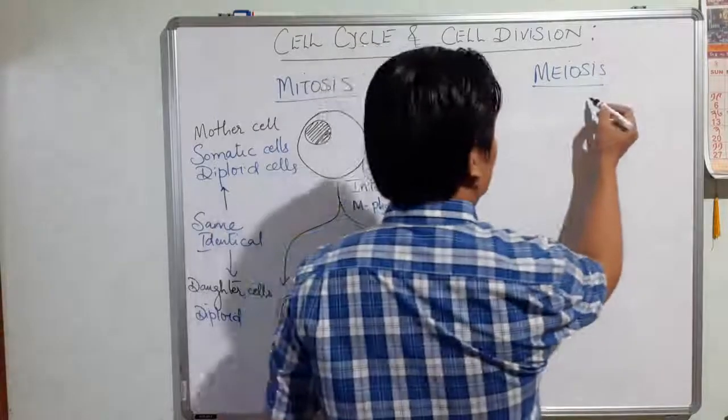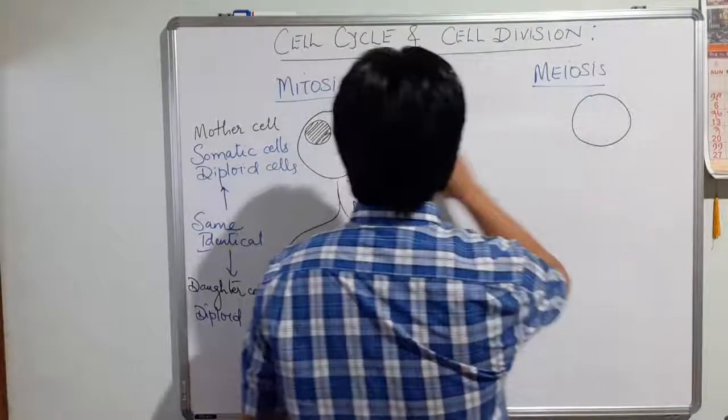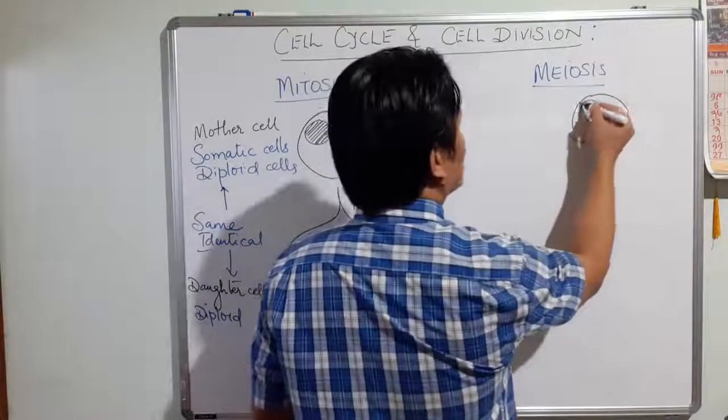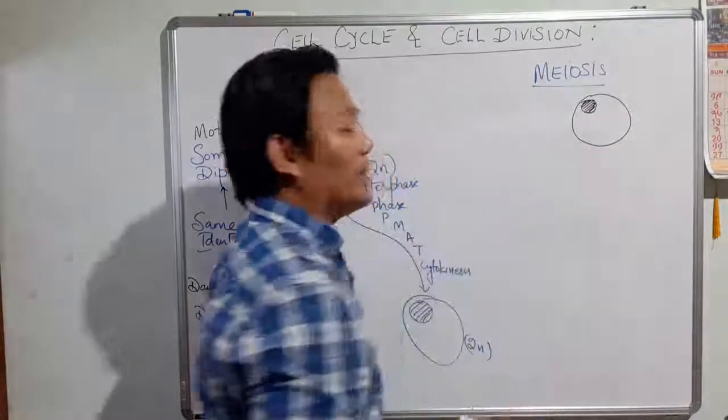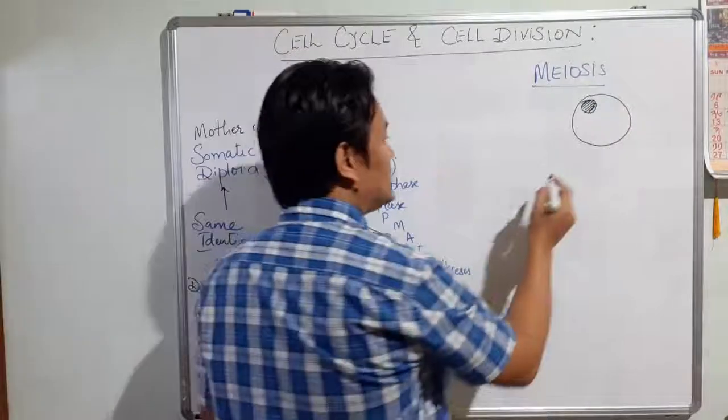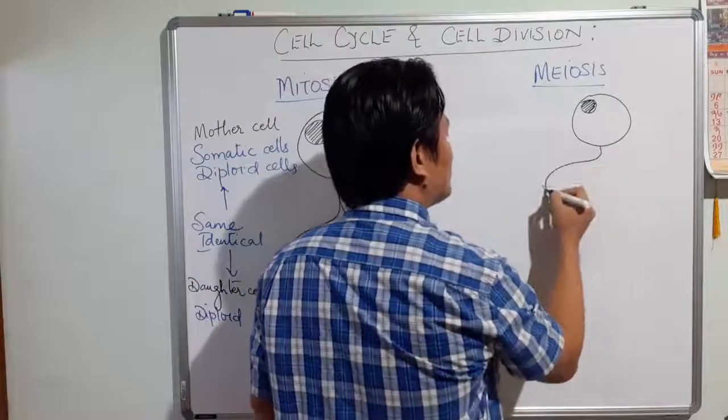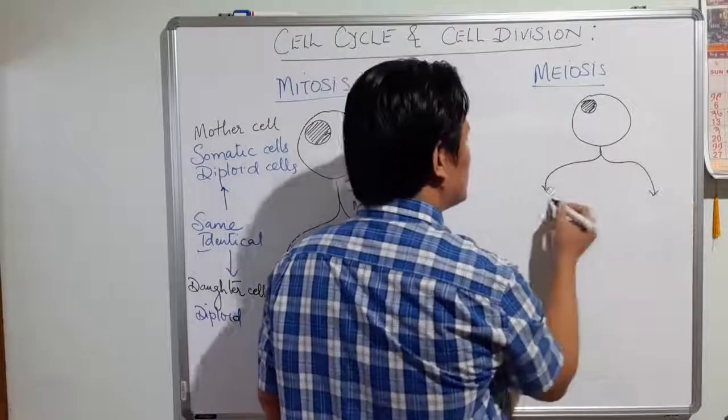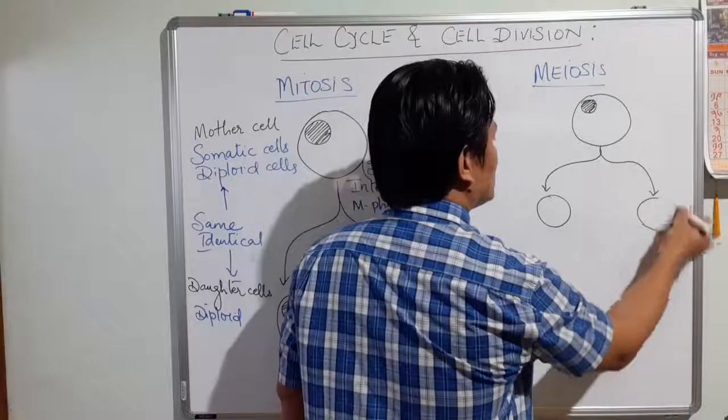In meiosis, we have a mother cell, right? And it divides into two cells over here.